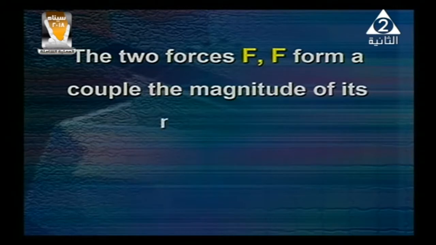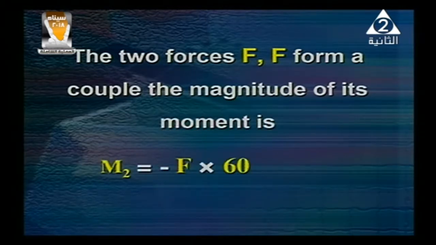The two forces F and F form a couple, then the magnitude of its moment equals what? F times 60, with a negative sign. Why? Because the direction of this couple is clockwise. Then M2 equals negative F times 60 Newton centimeter.